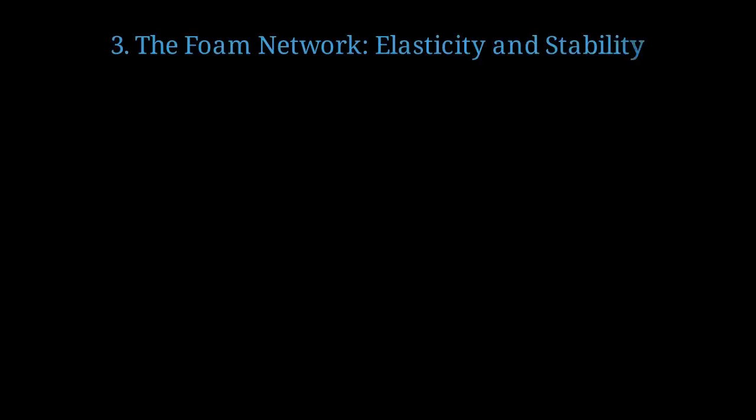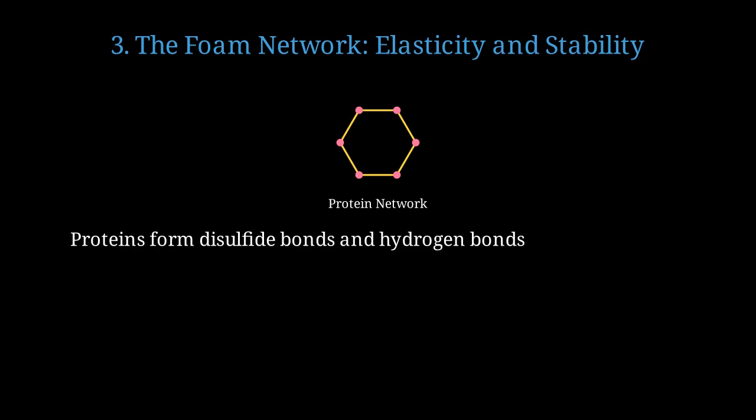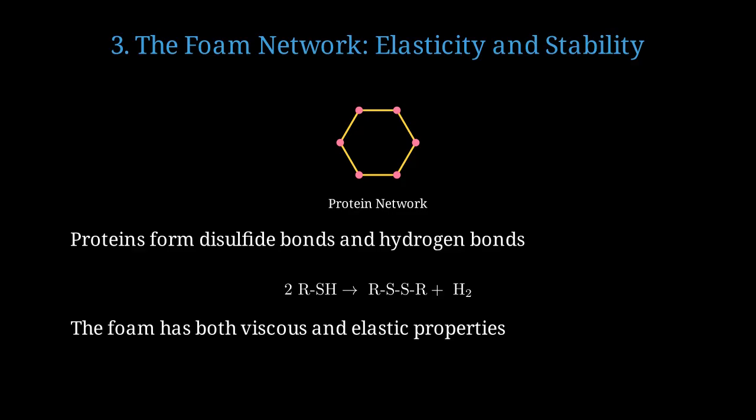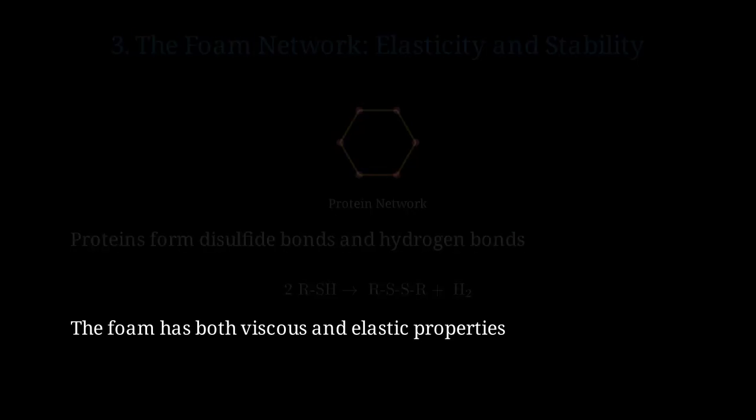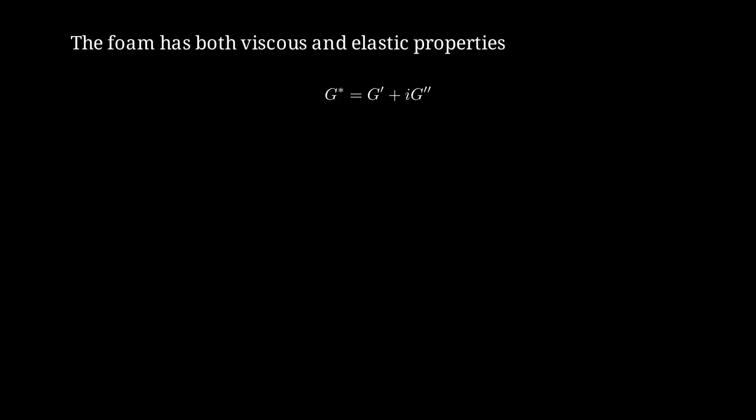Once formed, the foam develops remarkable elastic properties through protein networking. The proteins form a three-dimensional network, shown here as yellow connections between protein nodes, creating a gel-like structure. The proteins stabilize through disulfide bonds between cysteine residues and extensive hydrogen bonding networks. Two thiol groups react to form one disulfide bond plus hydrogen gas. This creates a viscoelastic material with both viscous liquid-like and elastic solid-like properties. The complex modulus G star equals the storage modulus G prime plus i times the loss modulus G double prime.